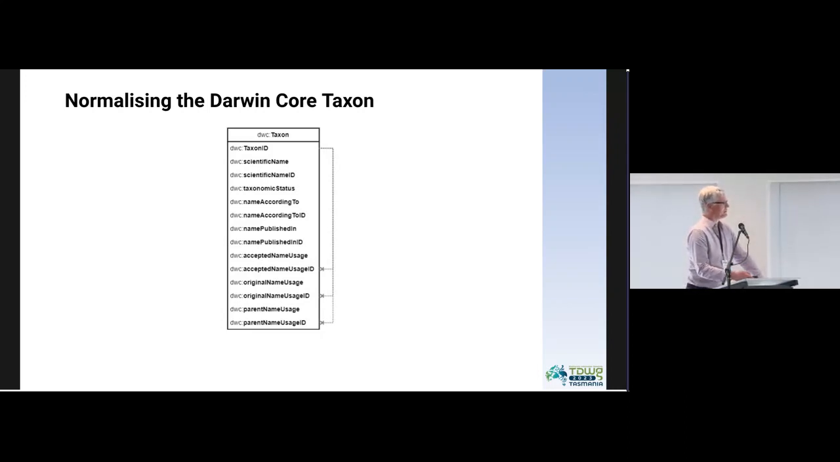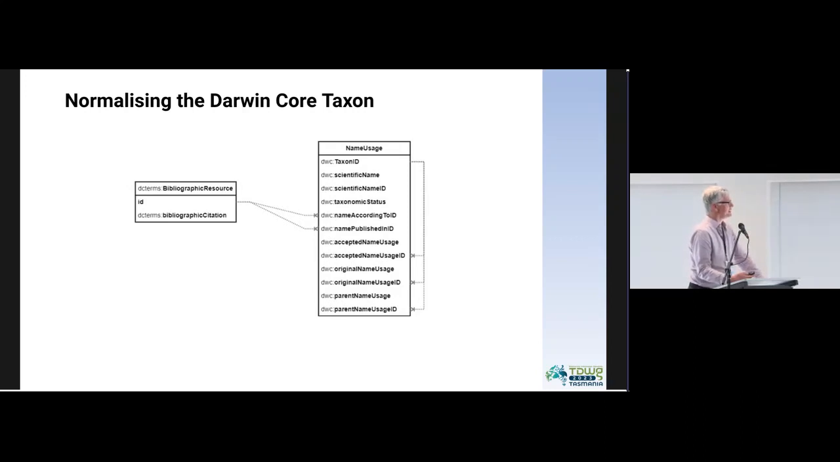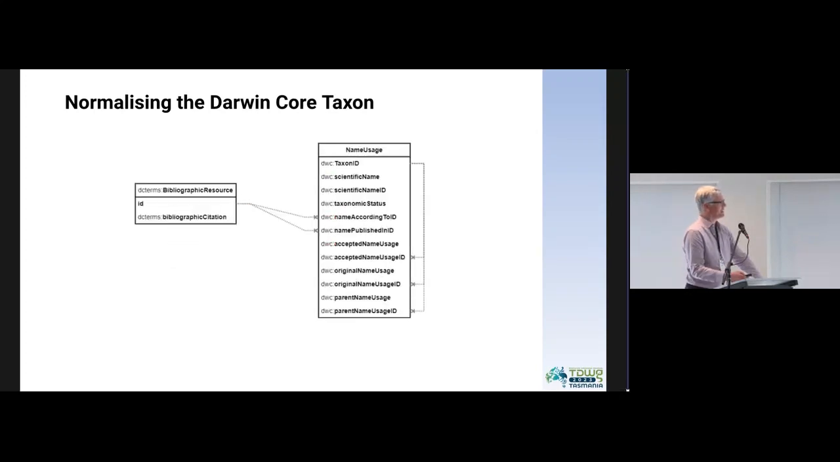So if you split off the reference first, we get this. And I use the DC terms bibliographic resource, but you can use the schema.org scholarly article. And that links to the name according to and name published in properties. If we go a bit further and split off the... oh, sorry, go back. And now you pretty much have the name usage that is in the Catalogue of Life data package on the right-hand schema that I just showed.